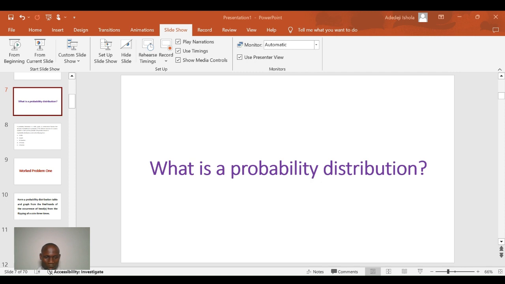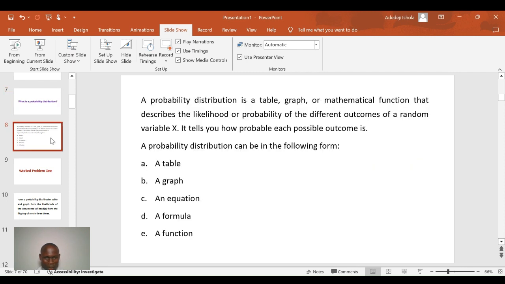What is probability distribution? Many times, when you hear the words probability distribution, students almost find it confusing to actually get exactly what we are talking about. But simply, a probability distribution is a table, graph, or a mathematical function that describes the likelihood or probability of the different outcomes of a random variable X. What are we saying?